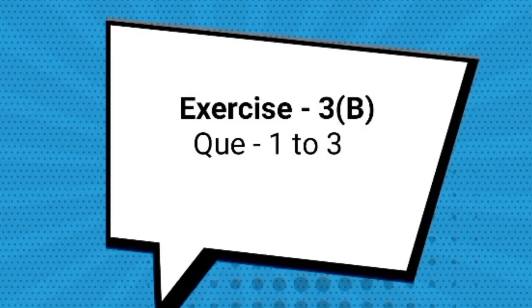Students, in the previous class I explained how you can find the square root of any number, in which we discussed three methods of finding square root: the repeated subtraction method, the prime factorization method, and the long division method. Now in today's class we will do some questions based on those methods. So let's start Exercise 3B.